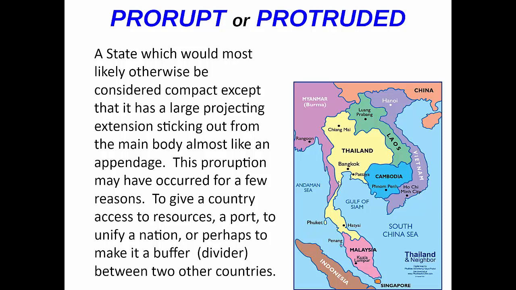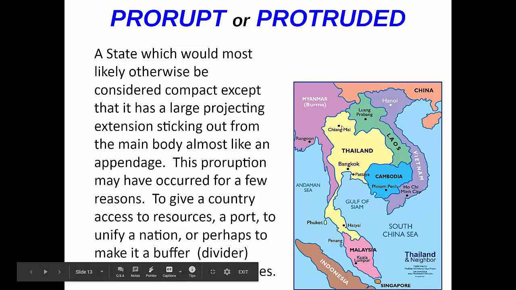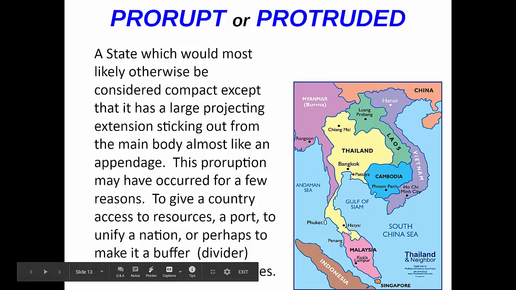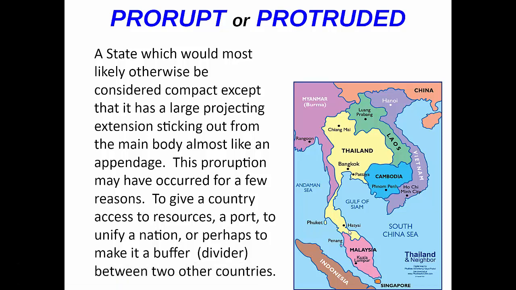The state would otherwise usually be compact if not for this protrusion, and it sticks out like an appendage. The protrusion is actually this little piece that sticks out. But the entire country is known as a prorupted state. Thailand's a good example, and there is the protrusion. If you have just a funky kind of shaped piece of a country that doesn't seem like it fits with the rest of it, not totally sure why it was given, that's a protrusion.